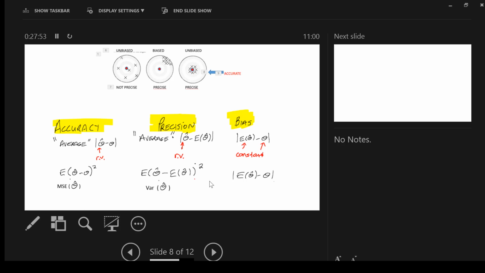Precision, on the other hand, has got nothing to do with the real value. It doesn't care about theta. It just says, if I took another sample, another sample, another sample, do these theta hat values vary a lot? There's no theta in this formula. So it's just saying whether different samples vary a lot or they don't.